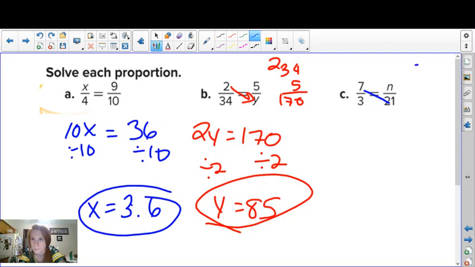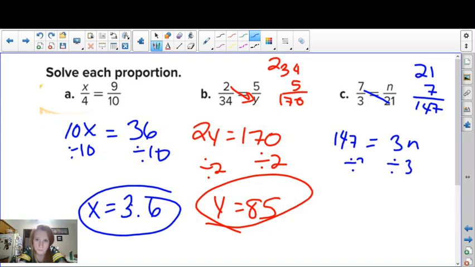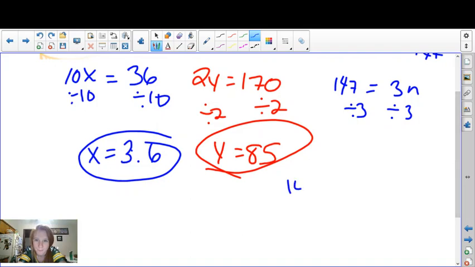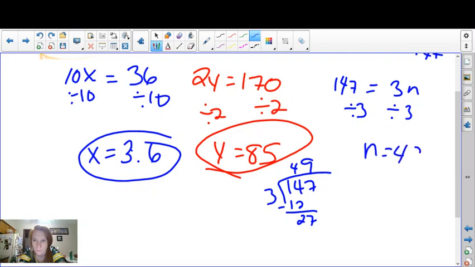7 times 21. 147 is equal to 3 times n, which is just 3n. Divide both sides by 3. I need some more room. 3 goes into 14 4 times, which would be 12. And then 27 goes in 9 times. So n equals 49.